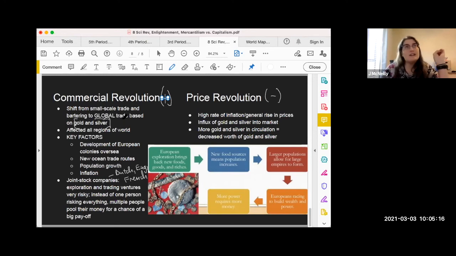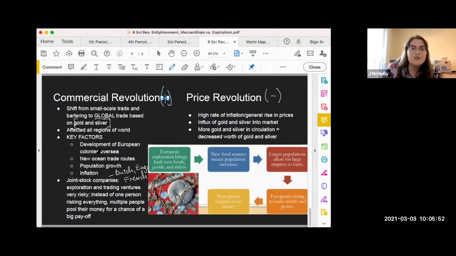So this commercial revolution is going to impact the entire world. It's going to impact the New World negatively. It's going to impact the Europeans positively. So what led to the commercial revolution? Well, the Europeans established colonies overseas that they could exploit for material wealth. New ocean trade routes developed, like the Atlantic Ocean trade route with the Columbian Exchange and the route around Africa that Vasco da Gama discovered to get to the spice trade. So that means the world is connected economically.